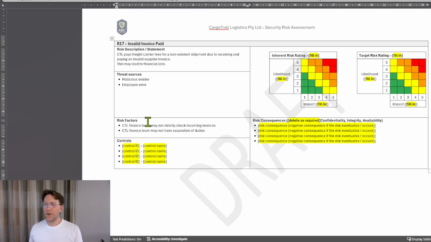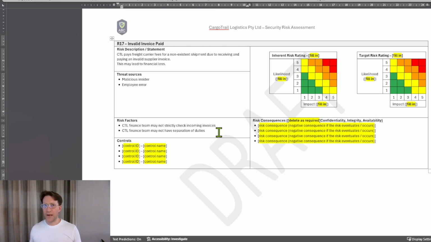For risk factors, we don't know if the CTL finance team strictly checks incoming invoices or not. And in terms of insiders, we don't know if there is separation of duties, which is to say, when you have a process like processing an invoice, approving it, and then making payment against it, if one person is responsible for all of those things, then they could absolutely facilitate this kind of fraud.